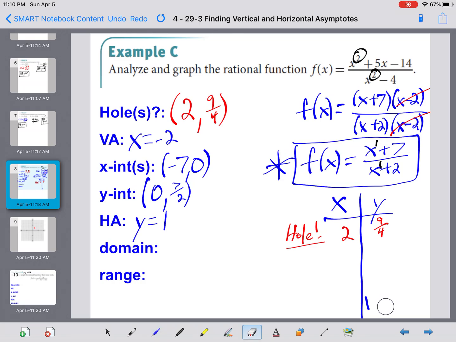Okay, so I've got pretty much everything I need. Almost everything. You'll see in a second. I'm probably going to need to add a few more points to this table. And the domain and range I recommend doing at the end. It's going to be a lot easier at the end, looking at the graph, to finish the domain and range.